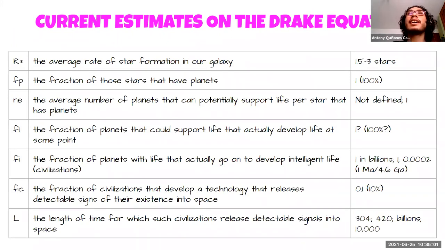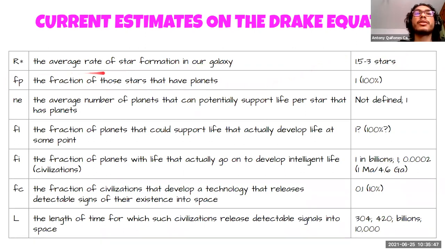Nowadays, those initial estimates that Drake used maybe are not actually as accurate as we might think. So there are some updates on the estimates that could be on these variables. Let me explain it a little bit better for you. The first variable would be how many stars are being formed every year in our galaxy. According to NASA, it is from 1.5 to 3 stars that could be formed every year in our galaxy.